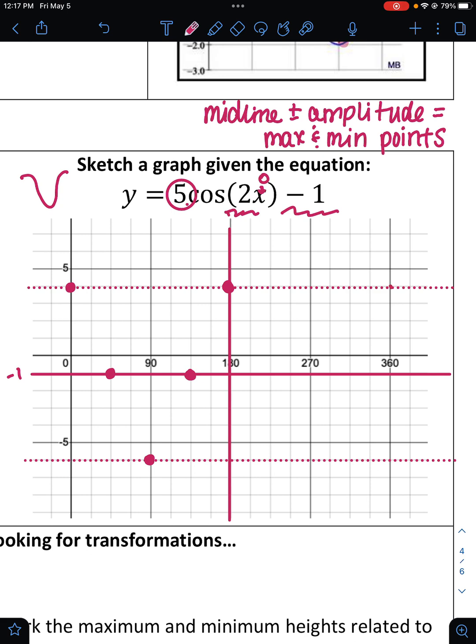So our last maximum is at 360. We've got a minimum at 270, and then halfway between each of those sets, we'll go through that midline. So now we've got all those key points. Now we can just go ahead and kind of just do our best to roughly sketch a cosine wave. That wasn't that great, but that's okay. And there we've got our cosine wave.